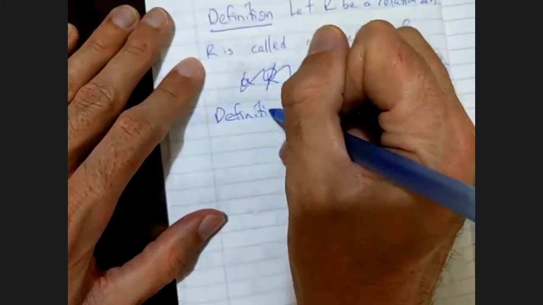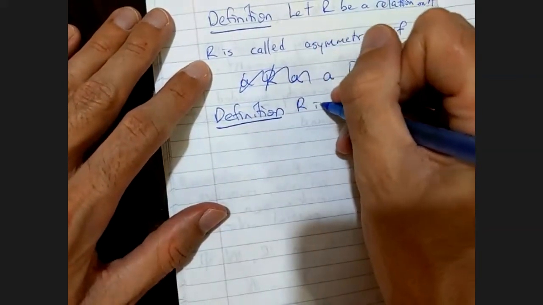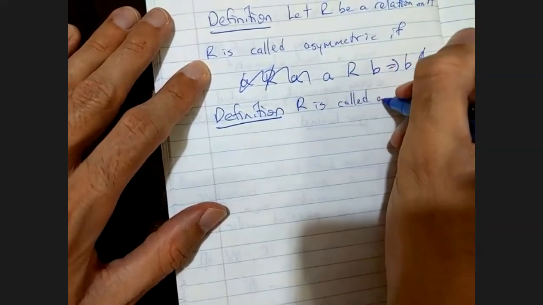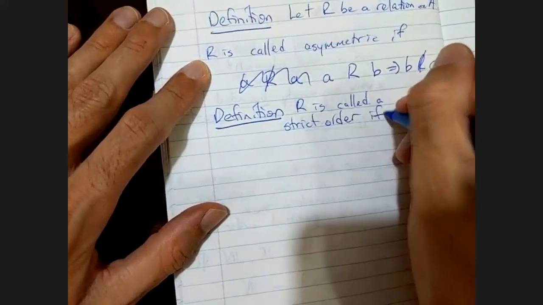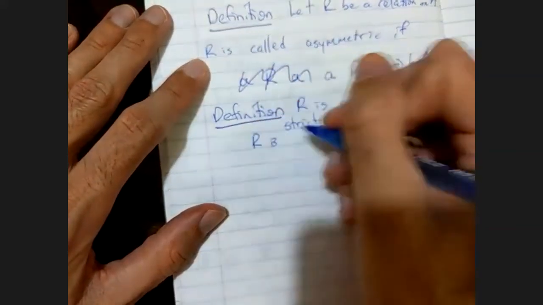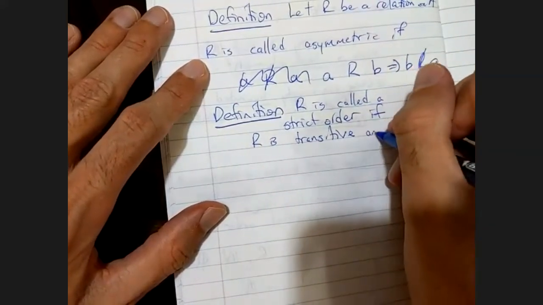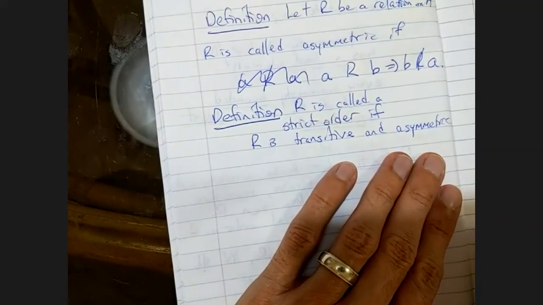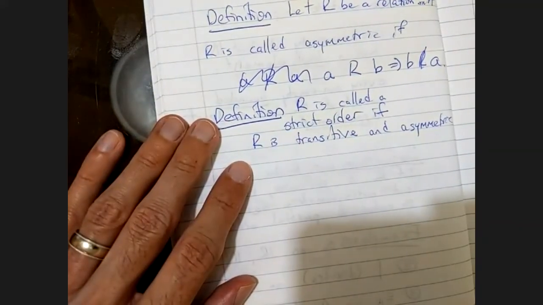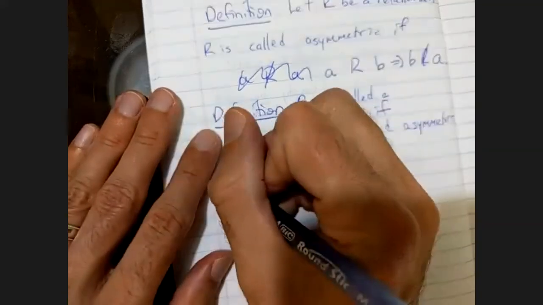So a relation that's transitive and asymmetric, just like less than is transitive and asymmetric, we think of as the difference between less than or equal to and strictly less than. And just like less than or equal to and less than, for every partial order we get a strict order, and for every strict order we can get a partial order.